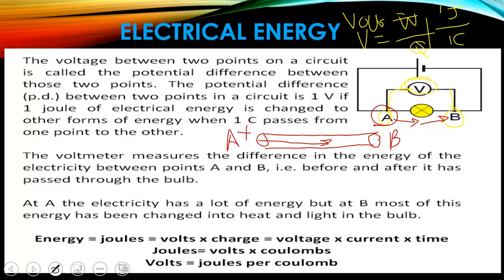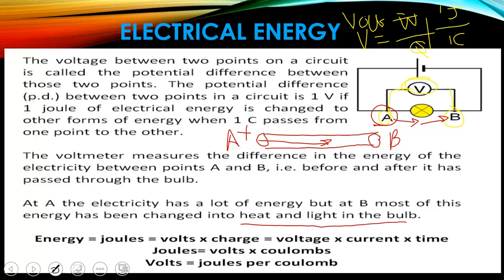What's the reason for this? The reason is that the energy from A moves through the bulb. This bulb consumes electric energy and converts it into heat energy and light energy. As the electricity has a lot of energy, but at B most of this energy has been changed into heat and light energy in the bulb.